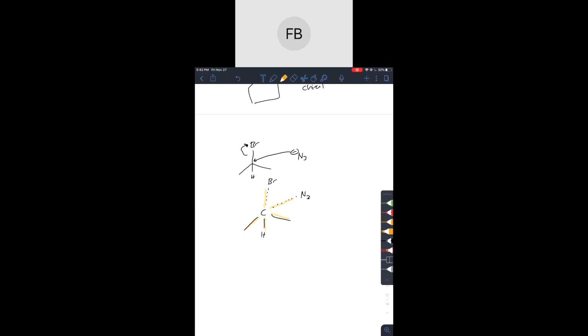So that's what pentacoordinated means. And then one step meaning that all of this happens in one step. There's no carbocation intermediates. Anything else? Okay.